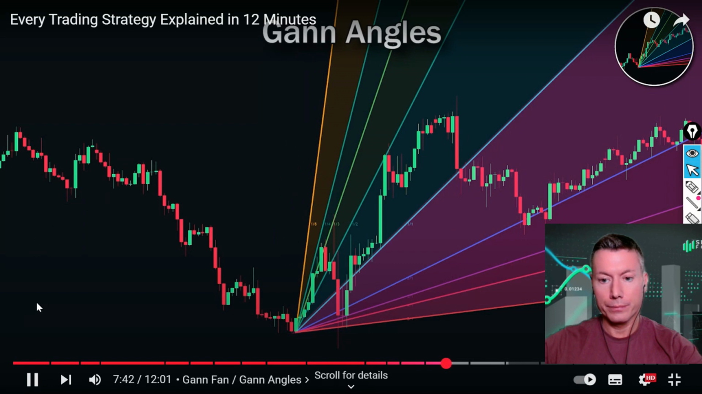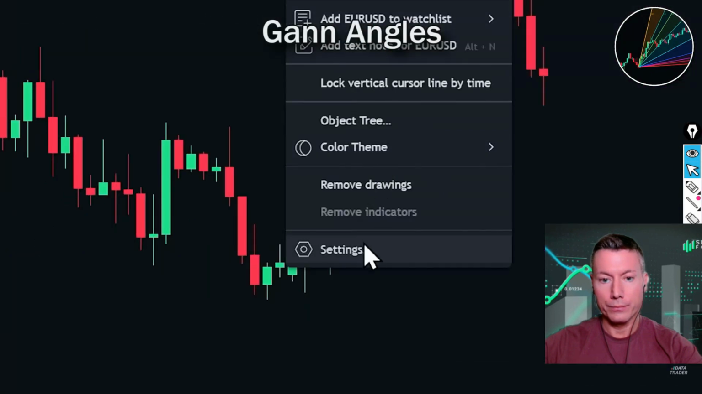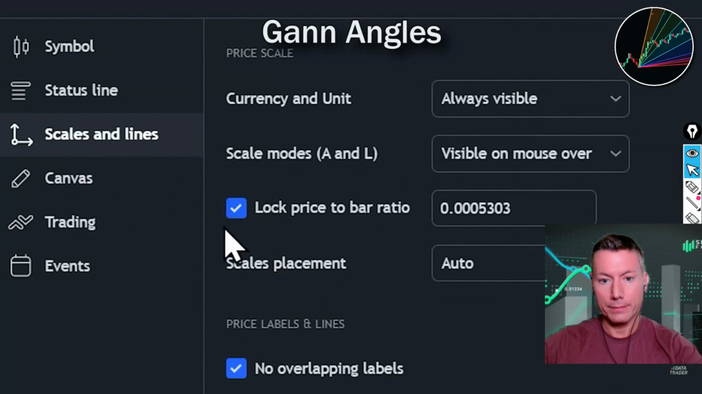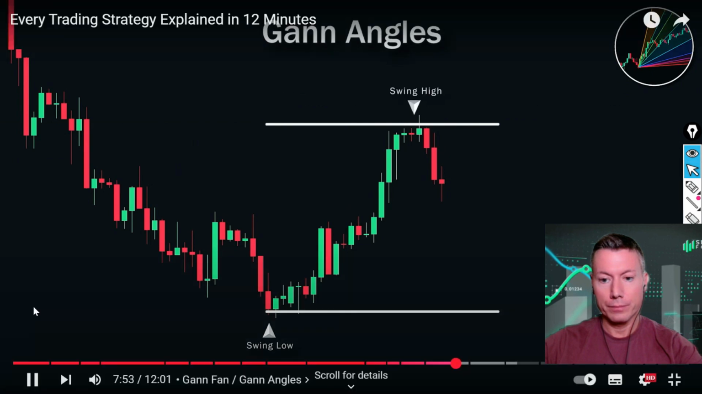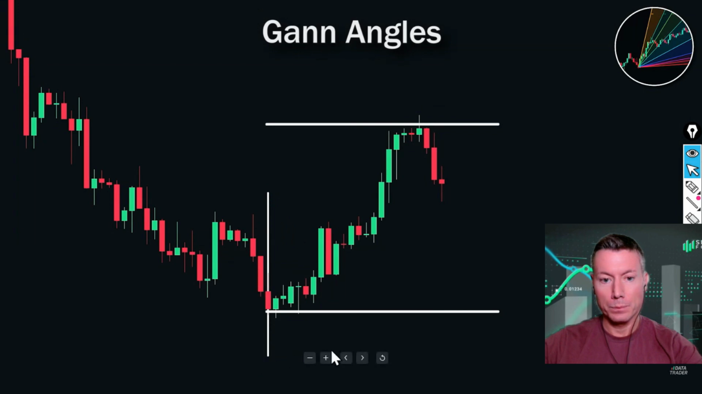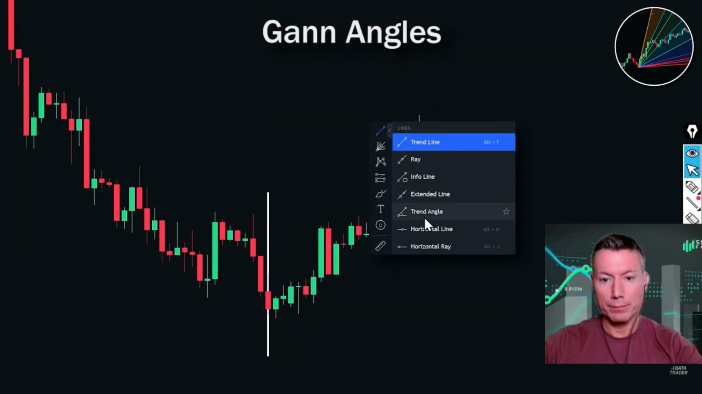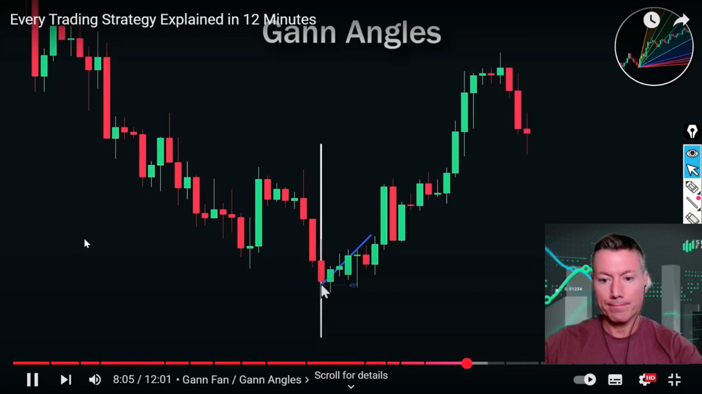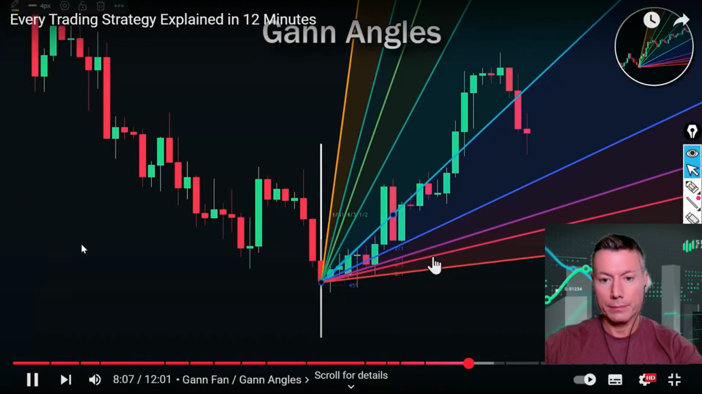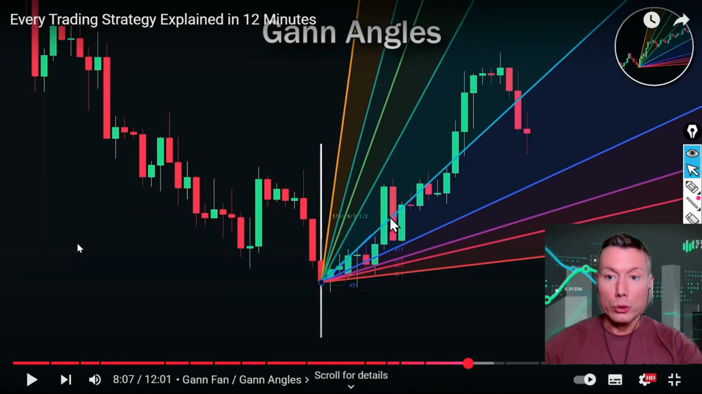To apply the Gann angles, first you go to Settings, then make sure to check the lock price to bar ratio. Next, identify a market range and mark the swing low and the swing high of that range. Then, draw a straight vertical line at the start of the range. After that, select the trend angle tool and measure 45 degrees. Then, use the Gann fan tool and place it at the 45-degree angle. That is about as useful as an inflatable dartboard.